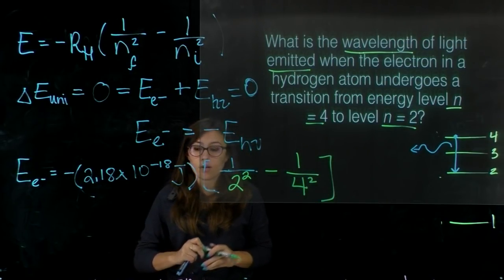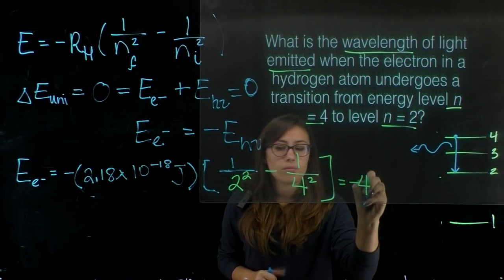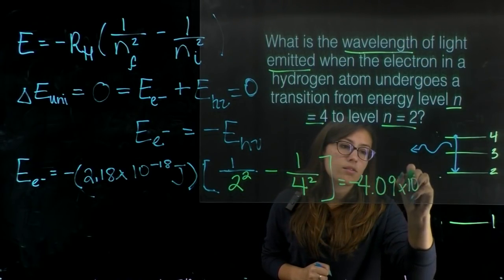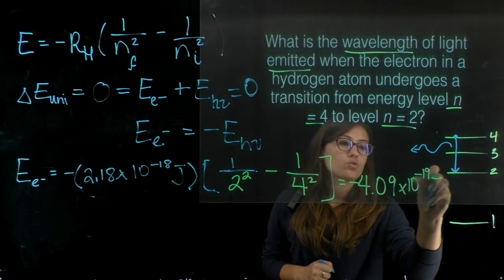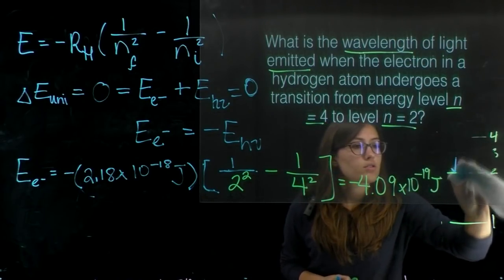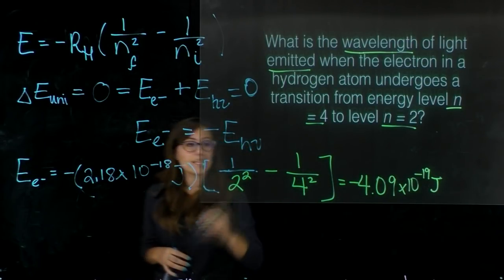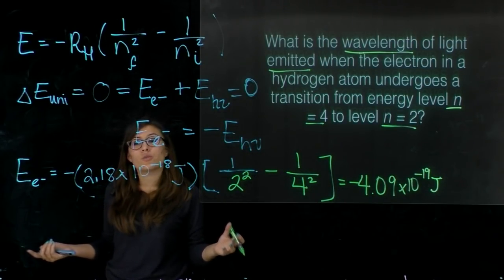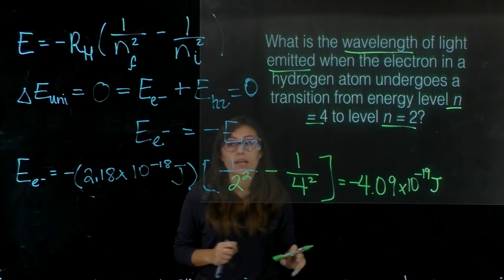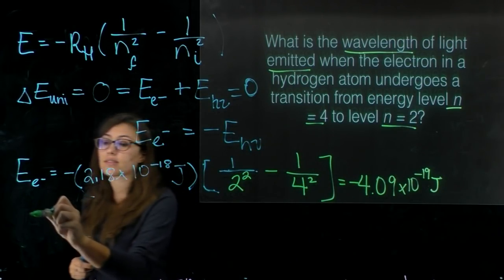Okay, when we calculate this out, we end up getting an energy that is equal to negative 4.09 times 10 to the minus 19th joules. Let me go ahead and erase some of this stuff just to make it a little bit clearer. Okay, so perfect. Right now we have the energy of my electron. It is negative. When you calculate your wavelengths and everything, your wavelengths are never negative. So this is the energy of my electron. In order to find the energy of my photon, it's going to be the opposite sign.